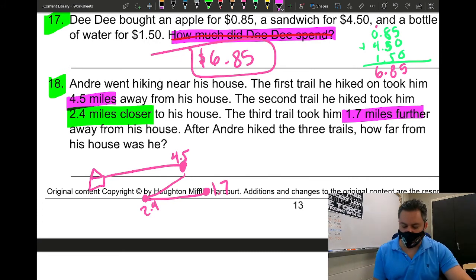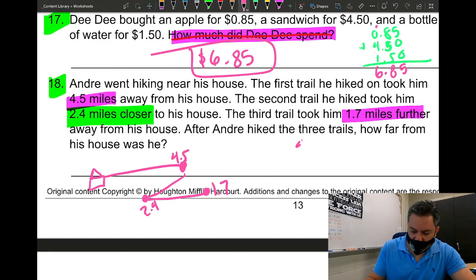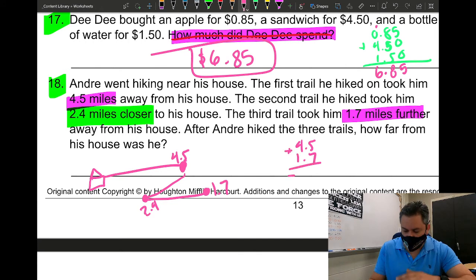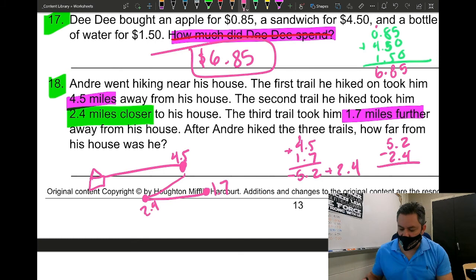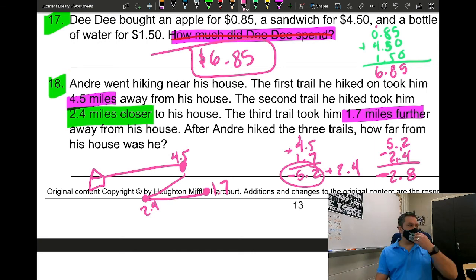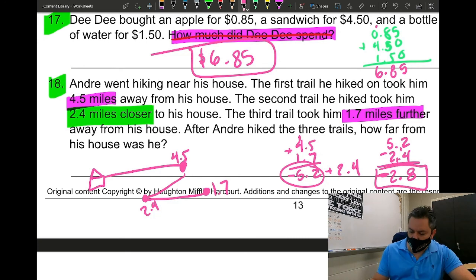So let's combine the negatives first, right? So we have 1.7 and 4.5. The answer is going to be negative, right? This is what? 12, carry the 1, that's 5. 5.2, negative. Plus, so we're going to subtract 5.2 minus 2.4. My answer is still going to be what? Positive or negative? Negative, because this is bigger, right? Let's subtract. We got 8, and this is 2. So how far is he away from his house? 2.8 miles. That's my answer.